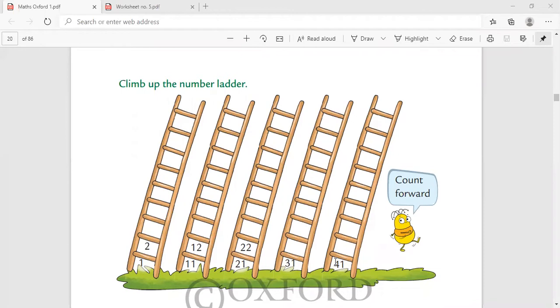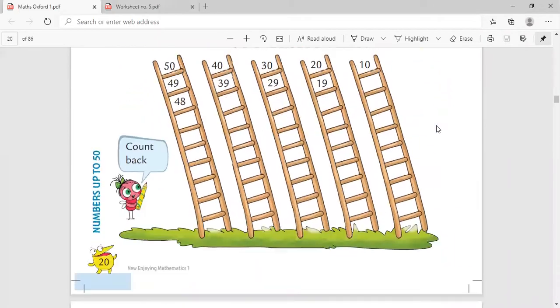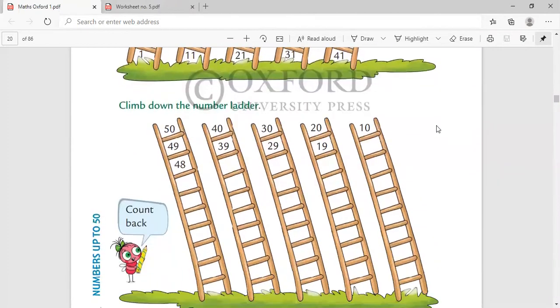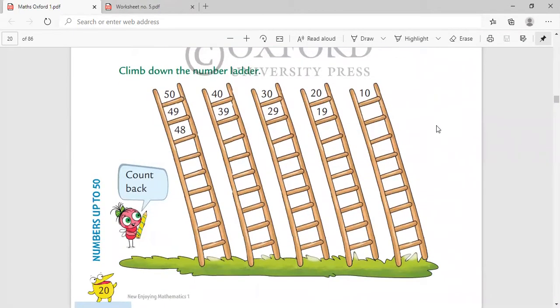Dear children, as you all know, we have been practicing numbers from 1 to 50. Today we are going to do a little bit of backward counting from 50 to 1, because we've done it from 20 onwards and we have coding. So we will first do the workbook, then move to the worksheet for the day. So let us begin. We are going to do backward counting.